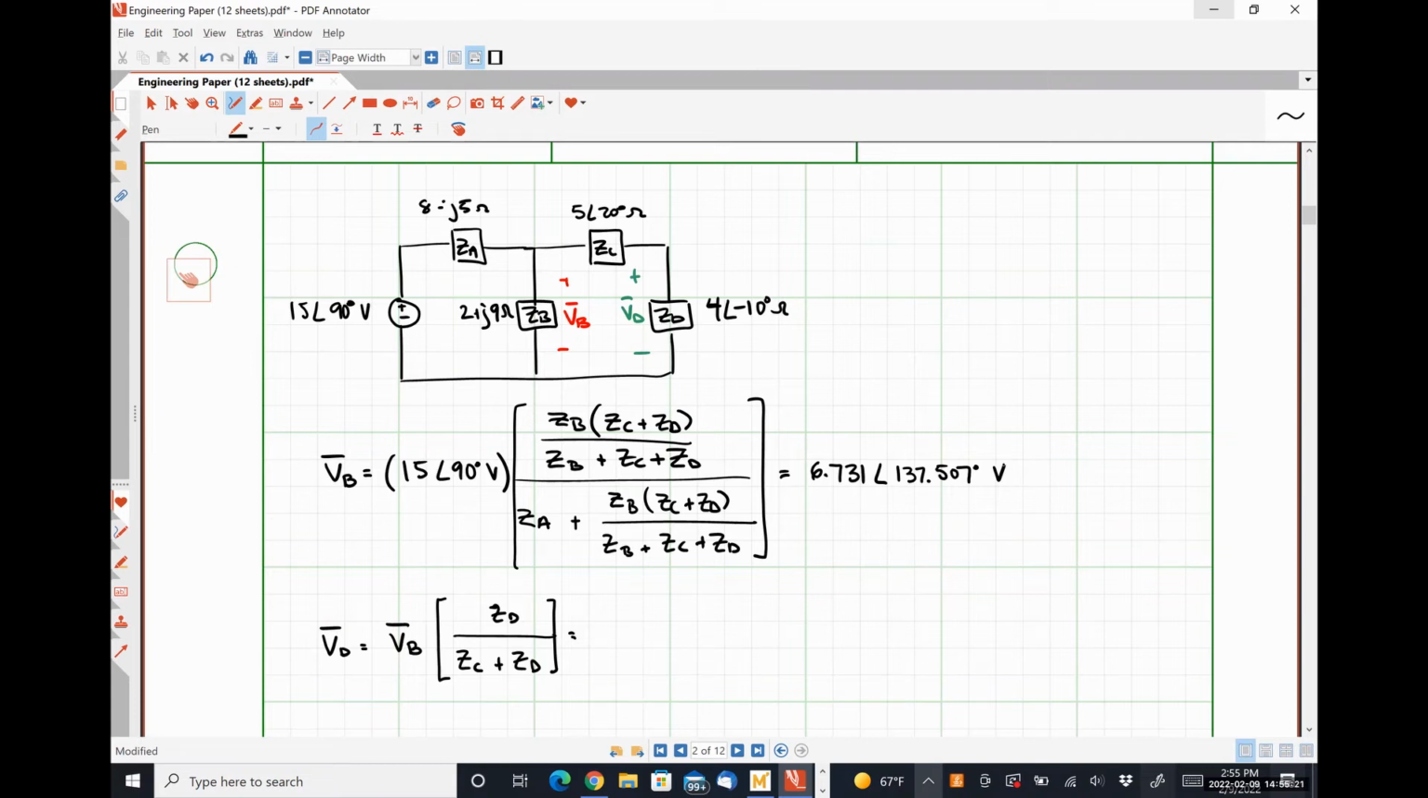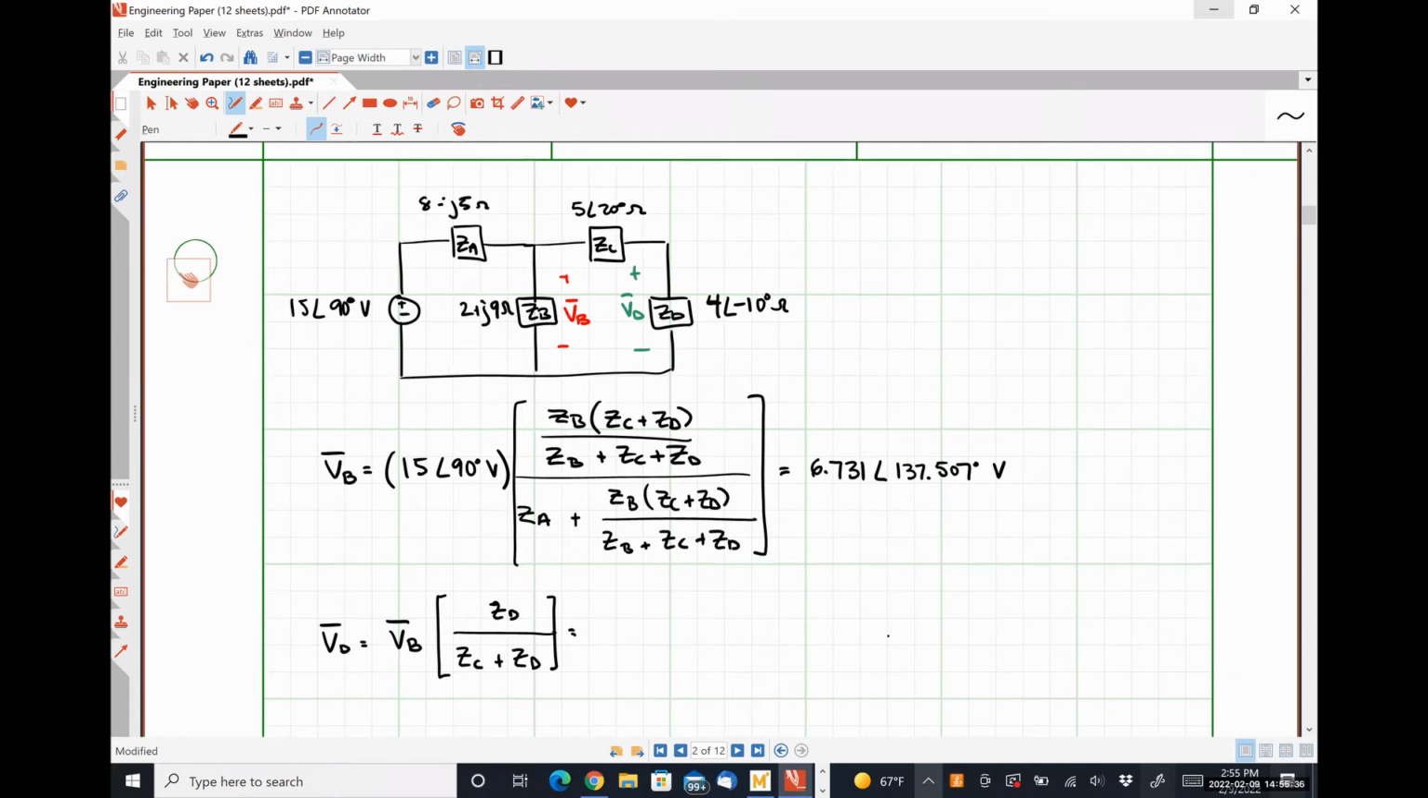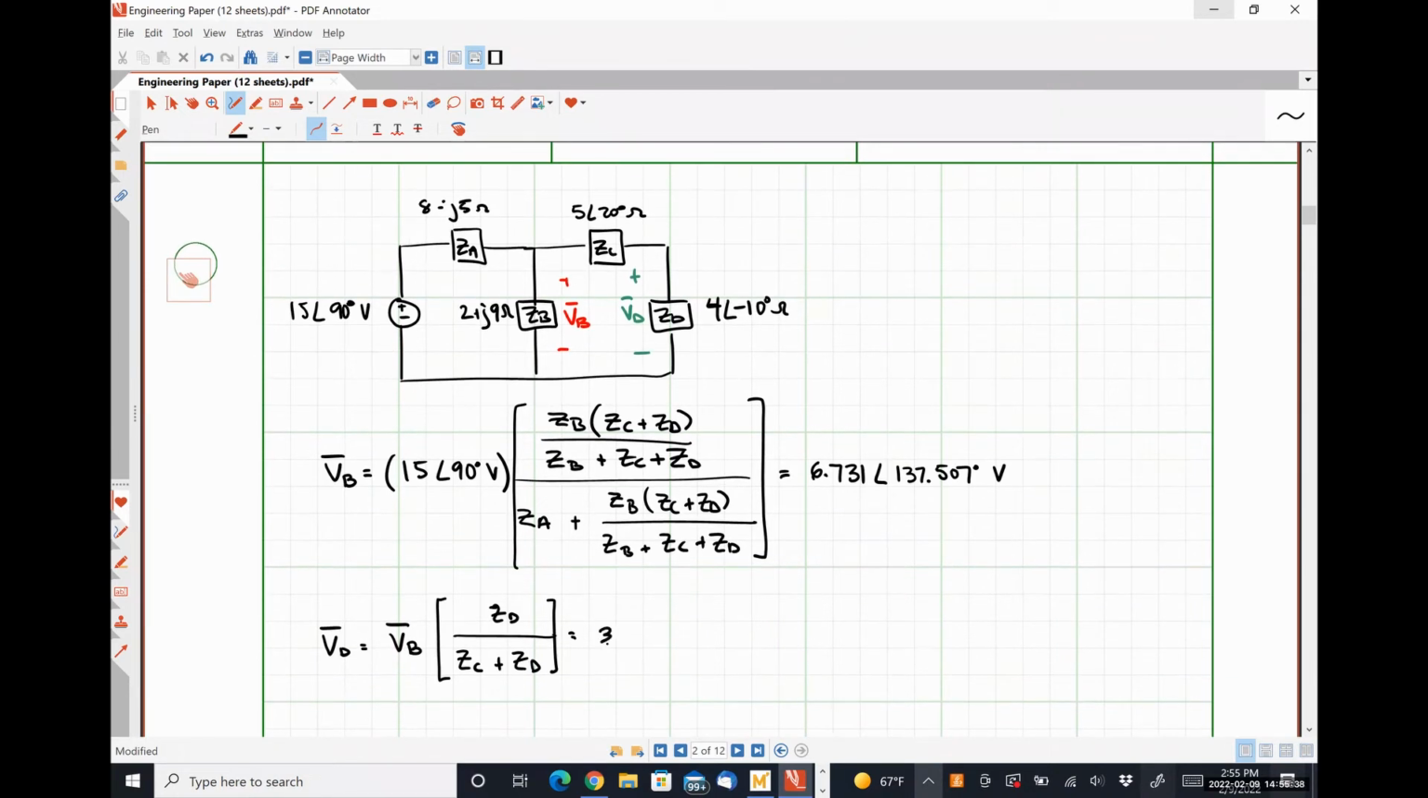Now, for VD, I get 3.096 with an angle of 120.801 degrees.